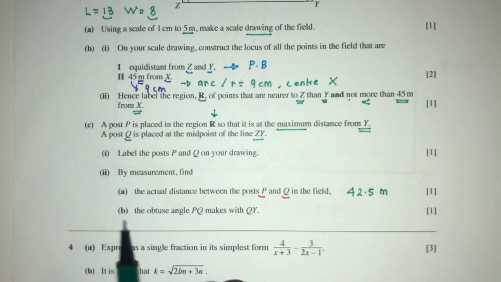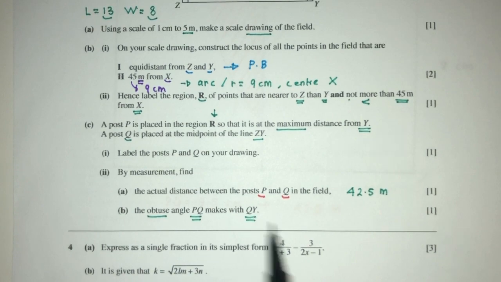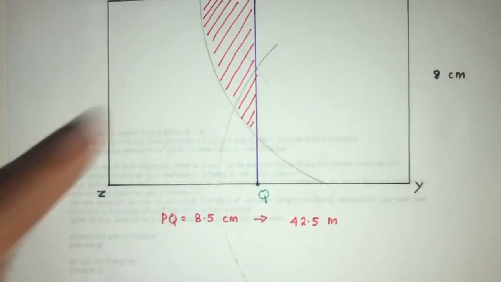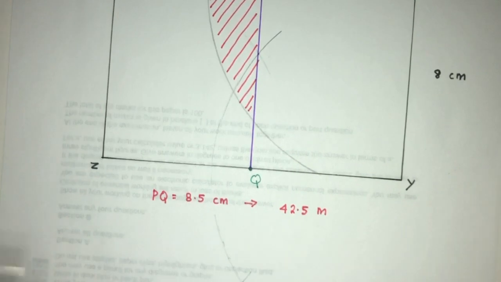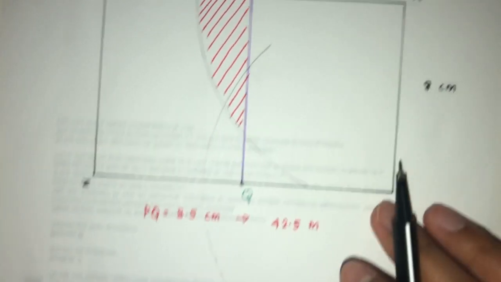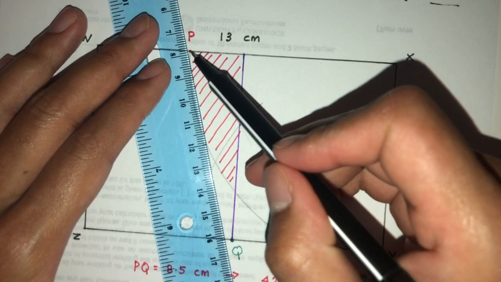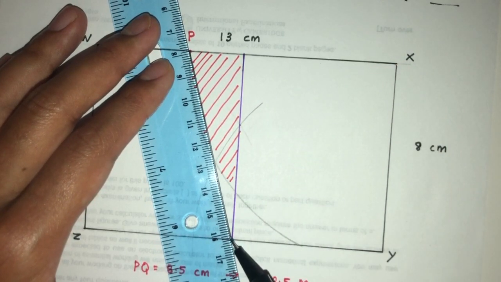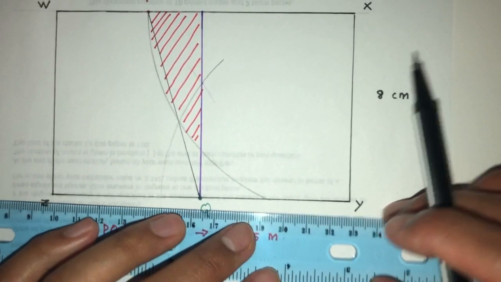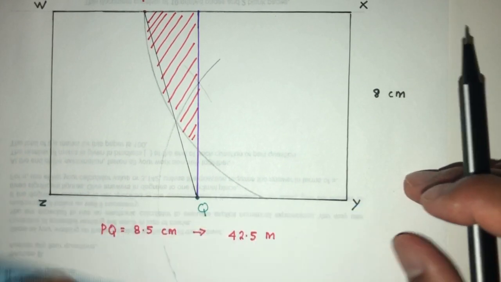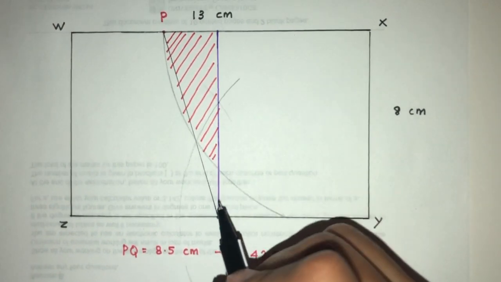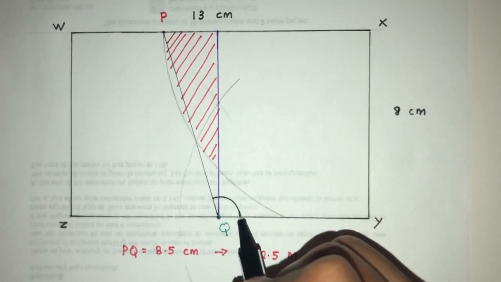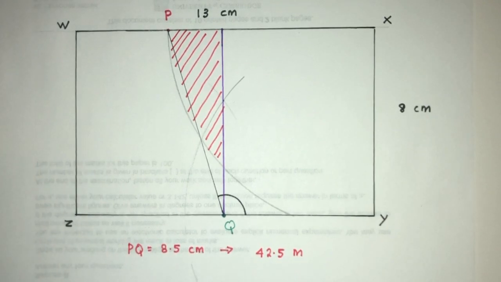Now for part 2, find the obtuse angle PQ makes with QY. Where's PQ? PQ is right here, QY is right here. So let's first join those two, so we can see exactly what we are trying to find, right? So this one is also by measurement. This will be PQ, and this will be QY. So we're trying to find the obtuse angle, which is this one, that PQ makes with QY. So we have to find this angle.